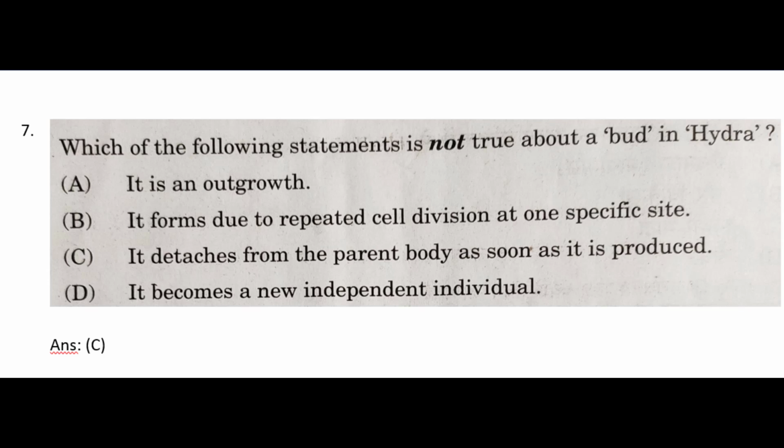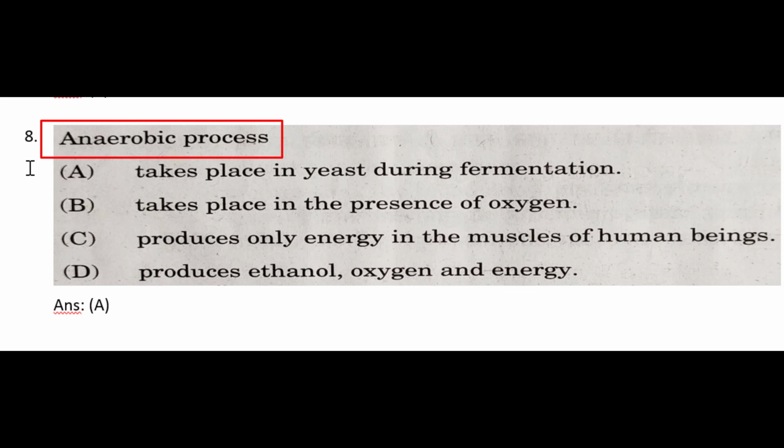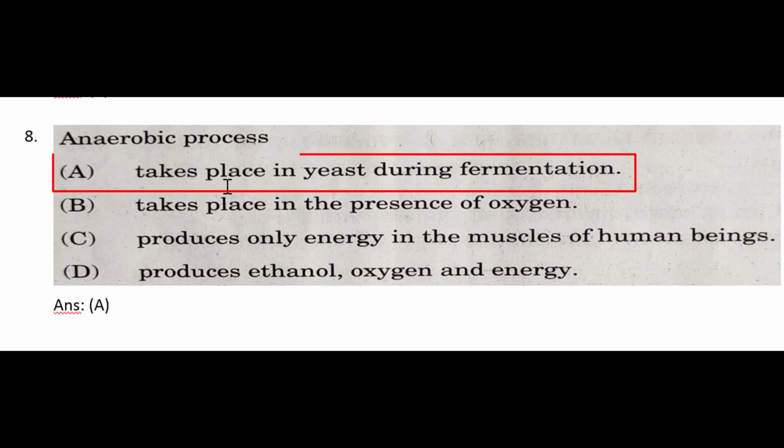Okay. Next, question number 8. Anaerobic process. As you know, anaerobic respiration is where oxygen is not involved. Now, option A, takes place in yeast during fermentation. Option B, takes place in presence of oxygen. Option C, produces only energy in the muscles of human beings. Option D, produces ethanol, oxygen and energy. Therefore, option A is the right answer. Anaerobic process takes place in yeast during fermentation.